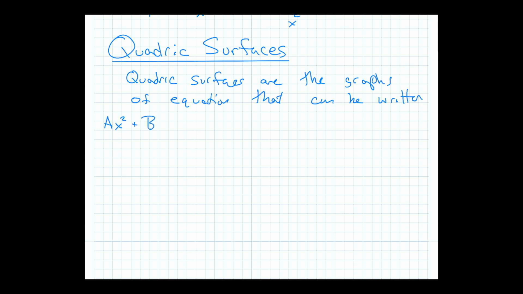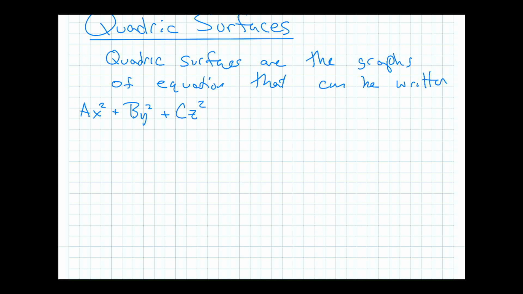ax squared plus by squared plus cz squared, right? So all the variables can be squared, second degree equation. But because we've got multiple variables here, there's other ways to get a second degree type thing. You can have a constant times an x and a y. That's second degree, right? If x is a variable and y is a variable, there's two variables multiplied, so that still counts as second degree. You could have a constant times x and z. Same thing. It's also second degree. You could also have y and z. That's also second degree.